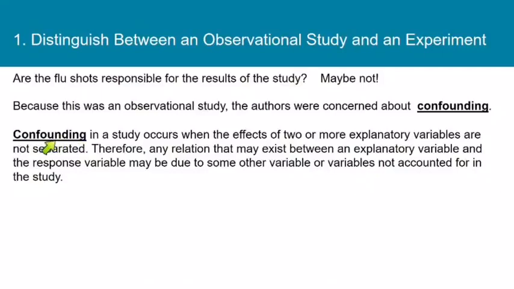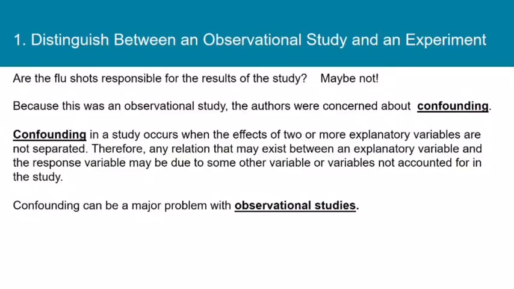This problem right here is what makes the difference between an observational study and a designed experiment, because with a designed experiment you're specifically taking action to prevent confounding by applying treatment to different groups. And in an observational study, because you're not applying treatment to different groups, you cannot get rid of this confounding effect. Confounding can be a major problem with observational studies. This is why observational studies cannot determine cause and effect.